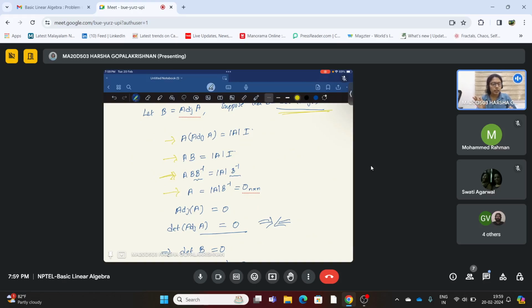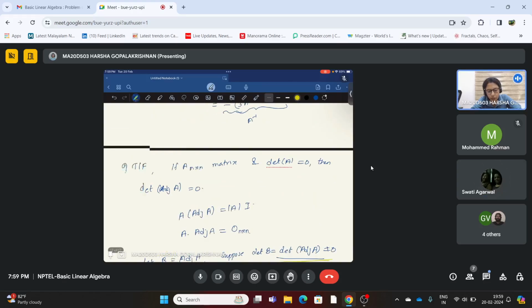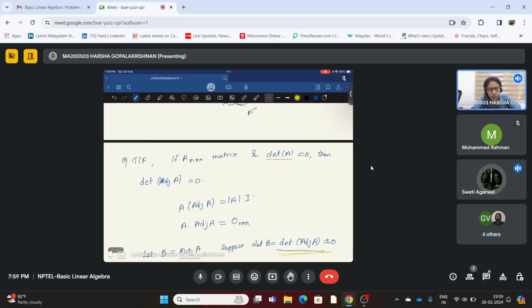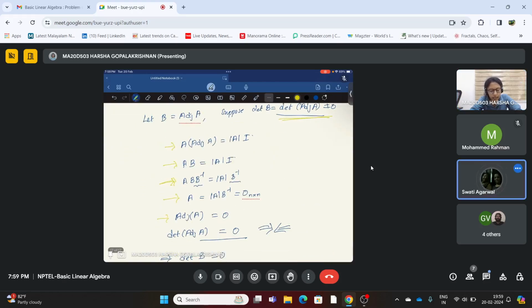For a 0 matrix, the adjoint of the 0 matrix is also 0. How did the zero come? A is equal to determinant of A into B inverse. Yes, because determinant of A is given to be 0 in the question, so the right-hand side will become 0 into a matrix. So A is a 0 matrix, and the adjoint of A is also a 0 matrix.